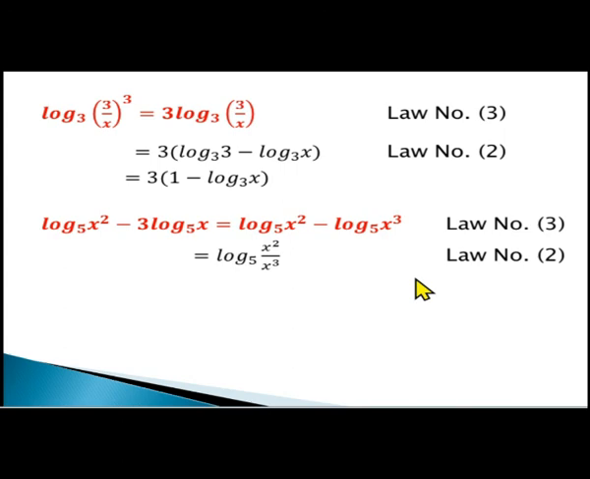Next step, since this is subtraction, we will rewrite it into division because we are condensing. So you copy the logarithm base 5, then x squared divided by x cubed. So you have x squared minus x cubed, x raised to negative 1, or you have the negative logarithm of x with base 5.